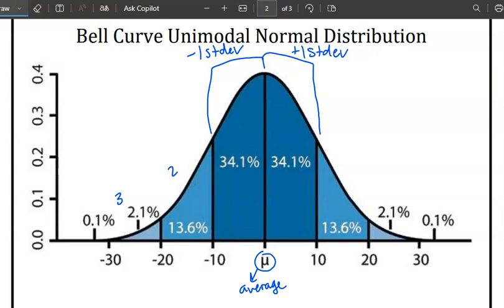In general, it's considered to be an outlier or very highly improbable if it's normally distributed and it's outside of 3 standard deviations from the average.